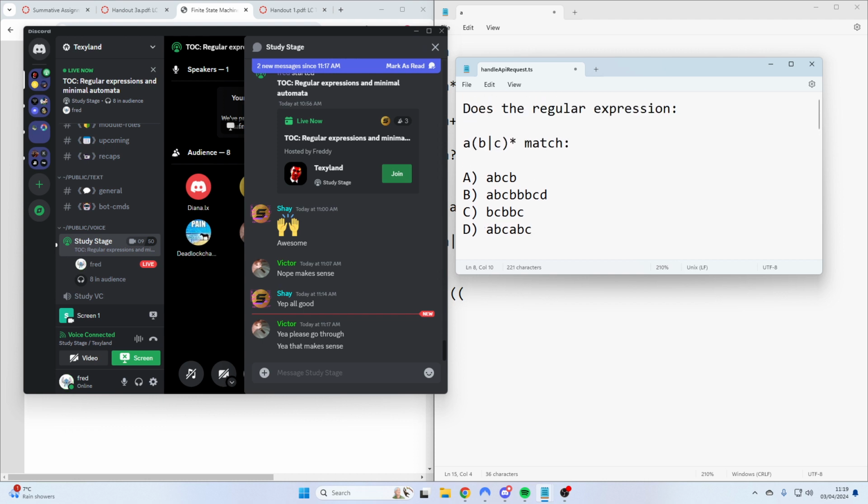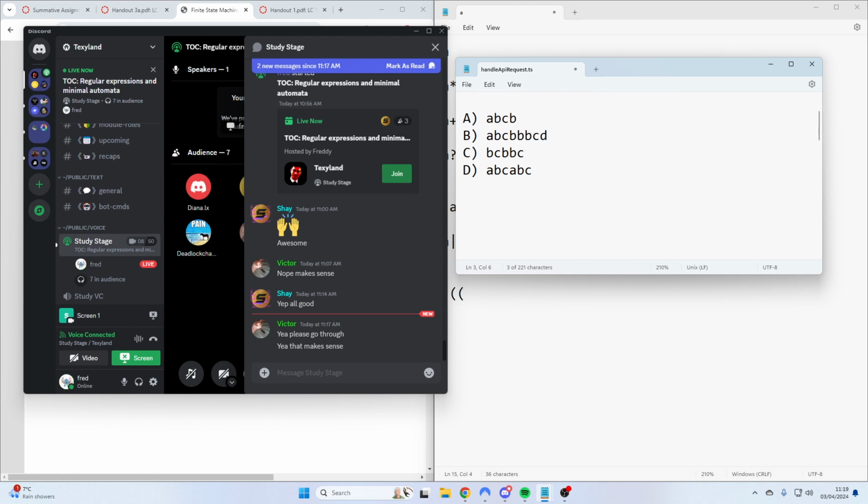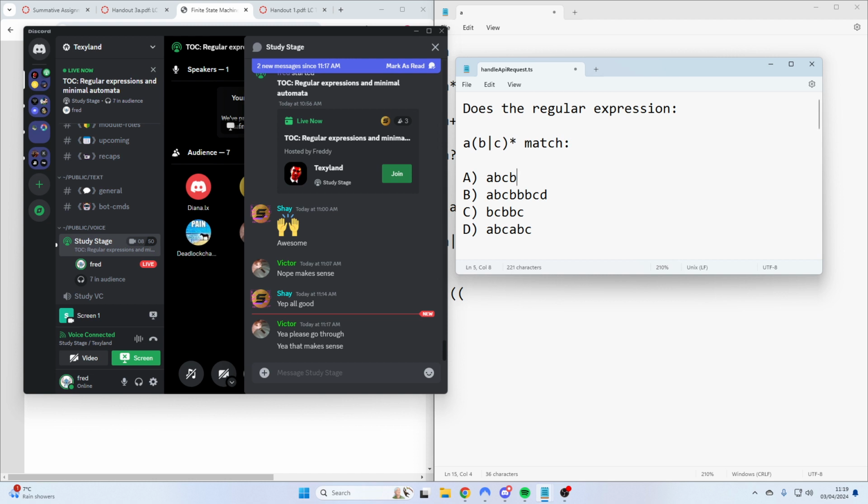Okay, D. So we start with A, and now let's process it. We got B or C. We got B. B or C again. We got C. We got A. But our pointer's now pointing at this whole bracket bit, which has been repeated, and we can't accept it because there's no A here. Does that make sense? So we accepted, I think, A and B. Oh no, just A. Yeah, we just accepted A.